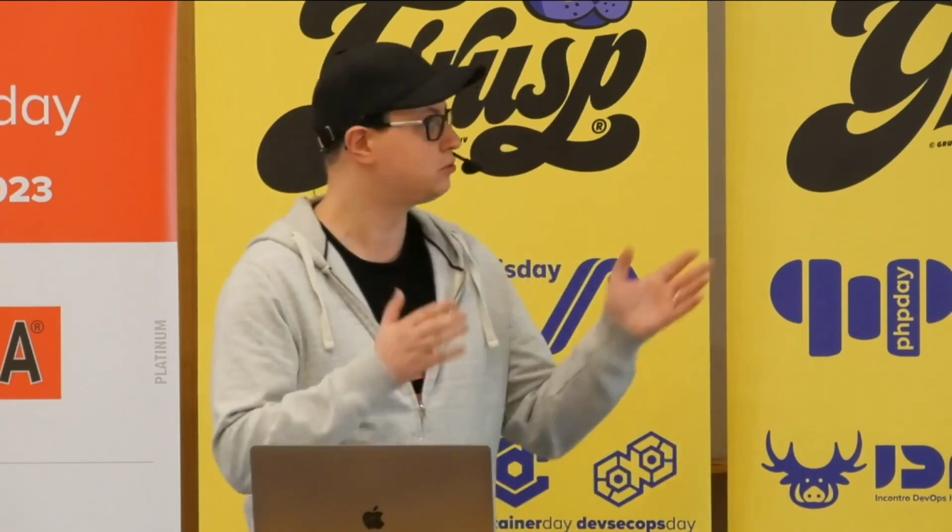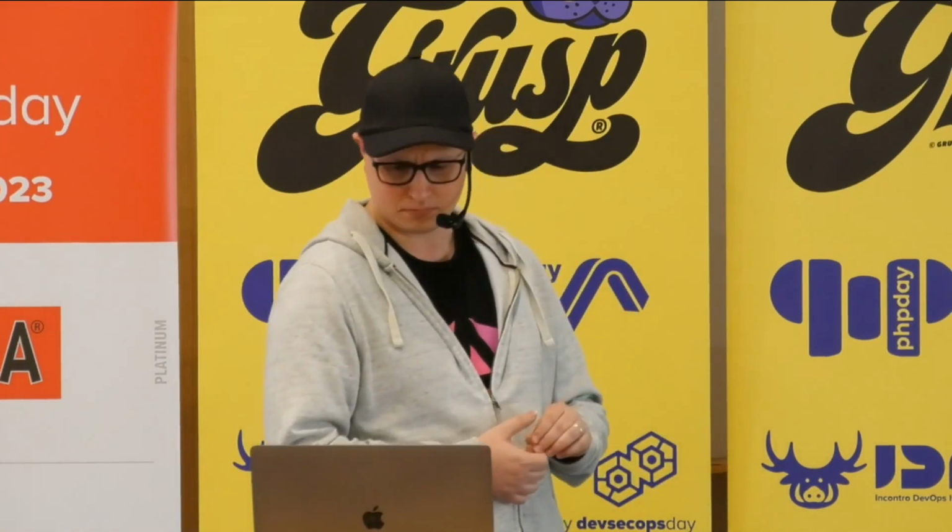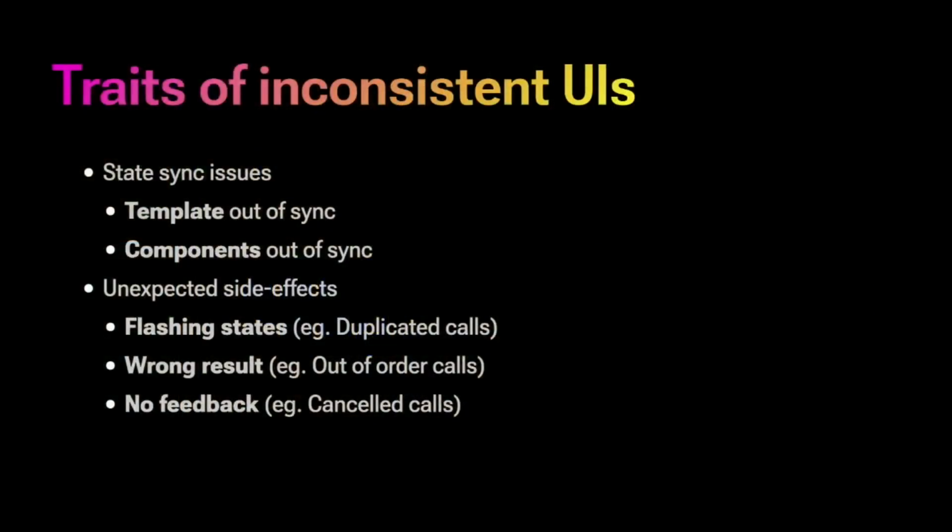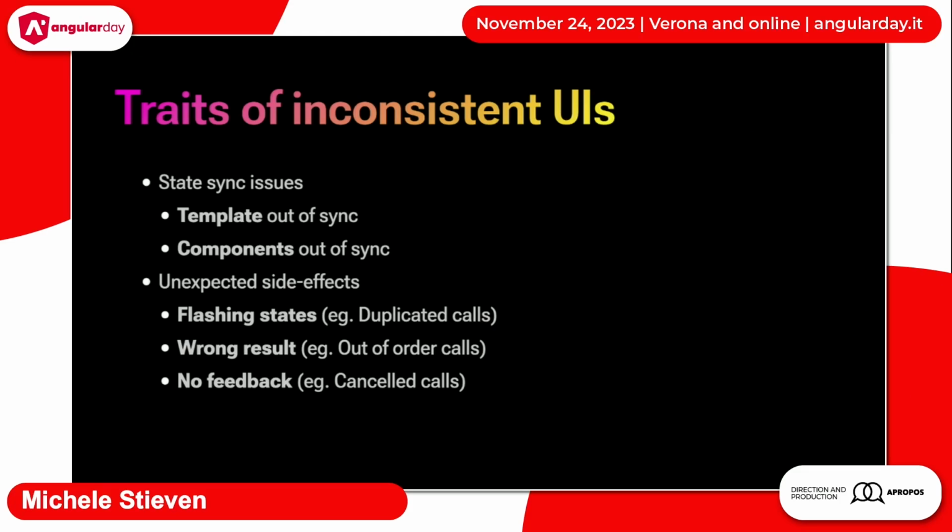These bugs can usually be divided into two groups, as you can see: synchronization issues and side effect issues. For example, our templates could go out of sync, or even two different components could go out of sync. Or we could have unexpected side effects in our app, such as duplicated calls, calls in flashing states, calls which are made out of order, causing wrong results on the UI, or even calls that get cancelled by mistake, which give no visual feedback to the user. So in this talk, I'll give you 5 pieces of advice on how to design your Angular application in order to hopefully avoid situations like this.